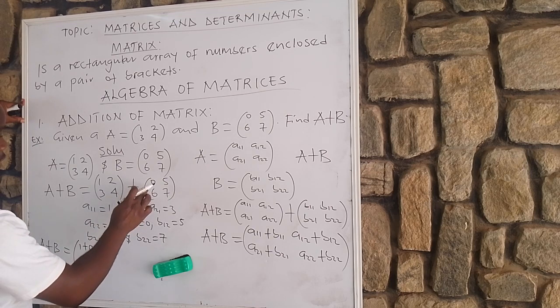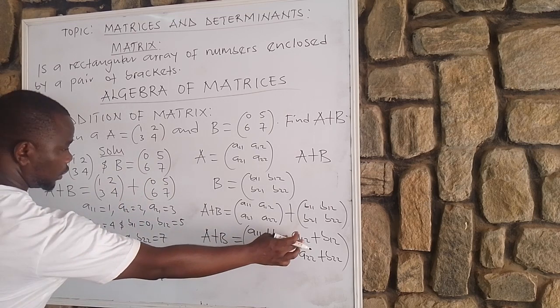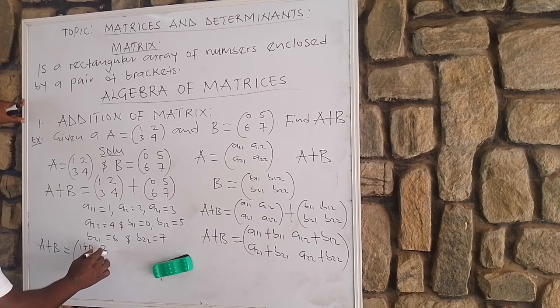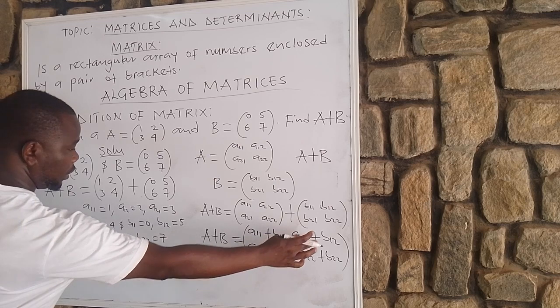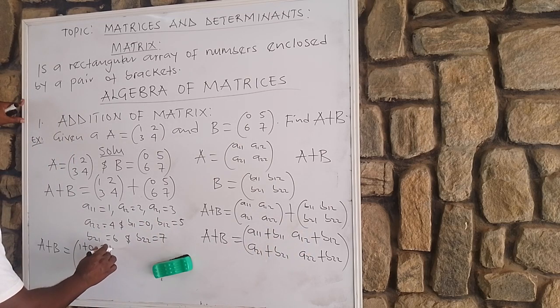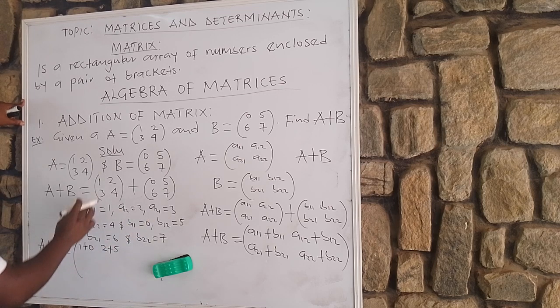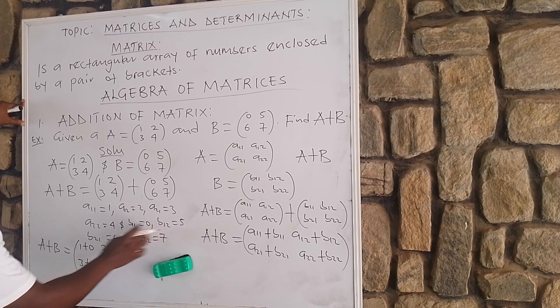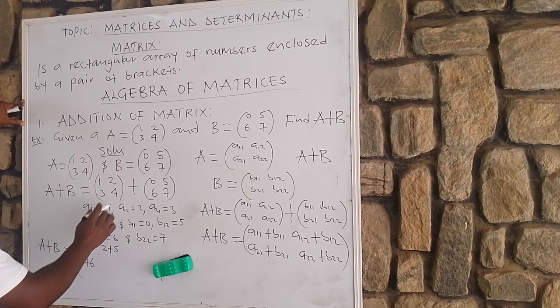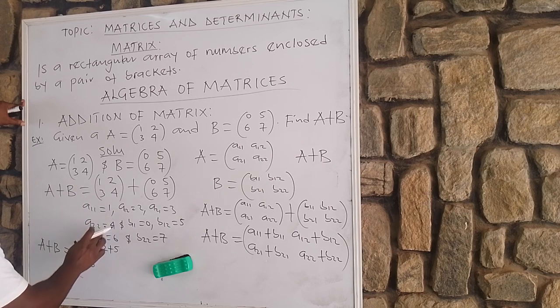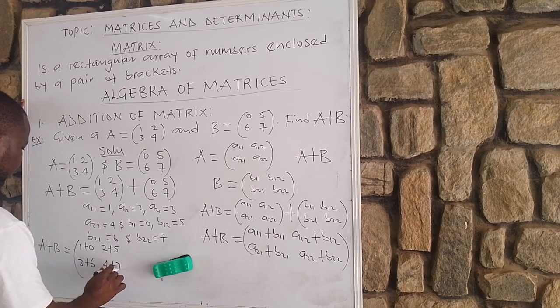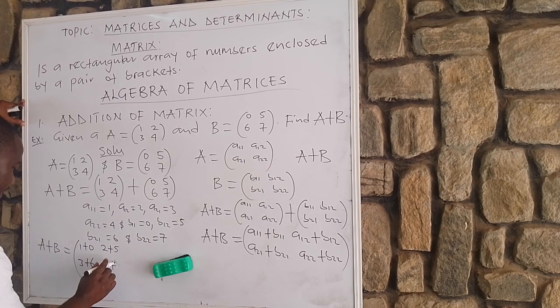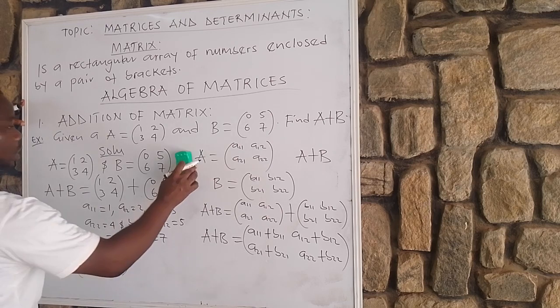Then A12 is 2 plus B12, which is 5. Then A21 is 3 plus B21, which is 6, isn't it? Look at it here, 6. Then A22 is 4 plus B22, which is 7. So you can now see that it is not difficult, isn't it? I told you I'm going to break it down.